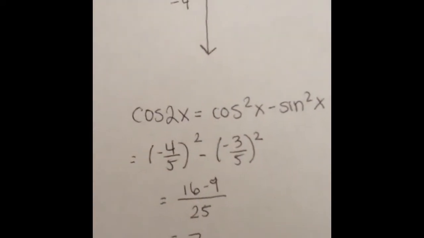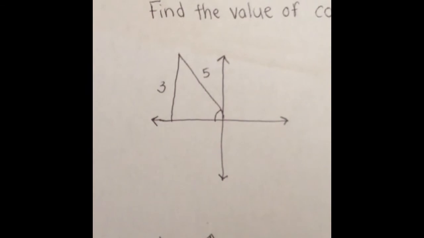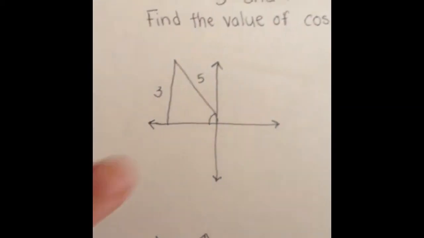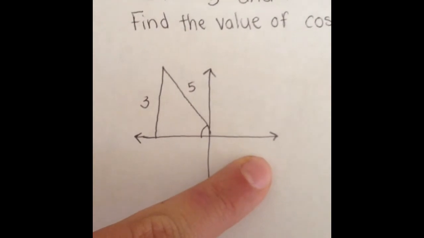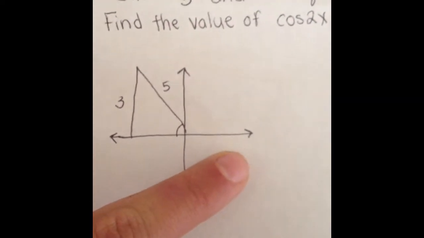Why is it correct, you ask? Because we see the original angle is about 140 degrees. When we double it, it's around 280, putting it in quadrant 4. Cosine here is positive, where sine is negative. This corresponds with our answers.